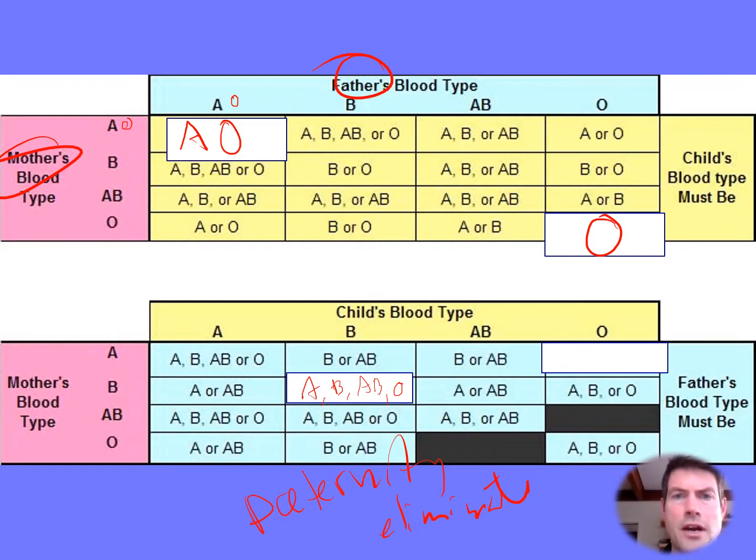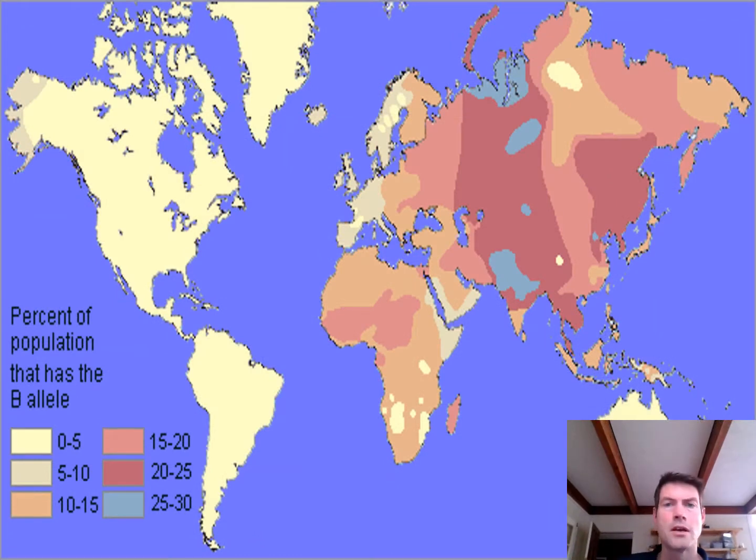And over here, if the child was O blood, he could be A, contributing O, or B, contributing O, or O blood, of course, but not AB, because AB, that A or B will get through, and we get through to the offspring.